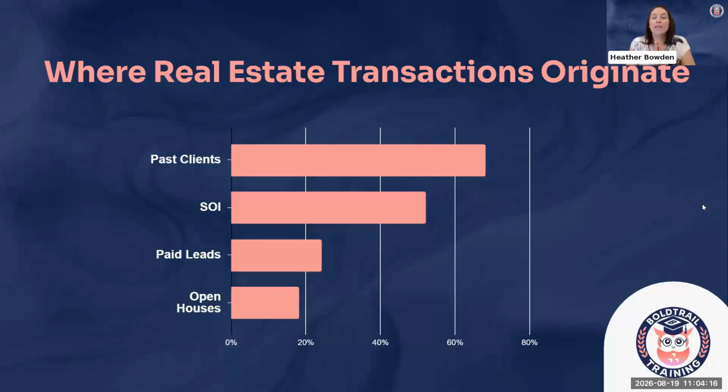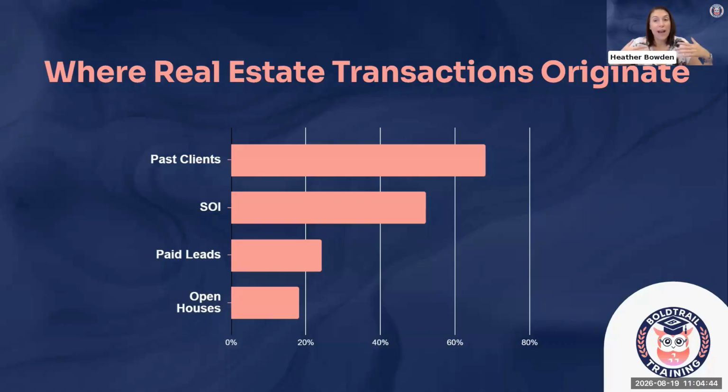All right. So today we're going to talk about date-based campaigns, but I thought before we did all of that, we wanted to talk about why they're important, right? So where do real estate transactions come from? This is some data from NAR. Basically, if you want to get your transactions going, you can pay for leads, you can do open houses, then definitely you'll get some leads and you'll get some business that way. But the vast majority of your business is coming from past clients and your sphere of influence.